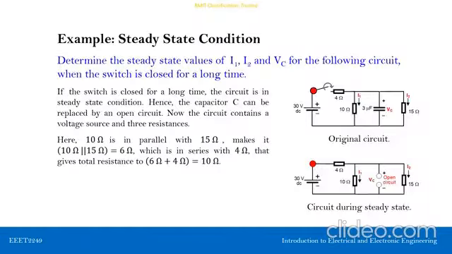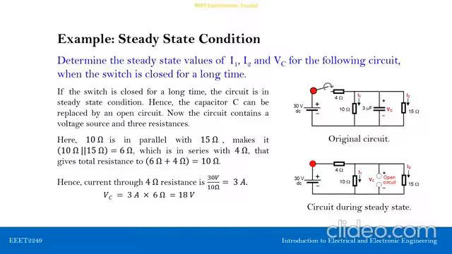Here, the 10 ohm resistance will be in parallel with 15 ohm, which will make an equivalent 6 ohm resistance, which will be in series with 4 ohm. That will give the total resistance of the circuit as 10 ohm. Then the current through the 4 ohm resistance will be the total voltage in the network, 30 volt, divided by the total resistance in the network, 10 ohm, which will give 3 ampere current. Then the voltage across the resistance Vc will be 3 ampere multiplied by the 6 ohm resistance, which will give 18 volt.